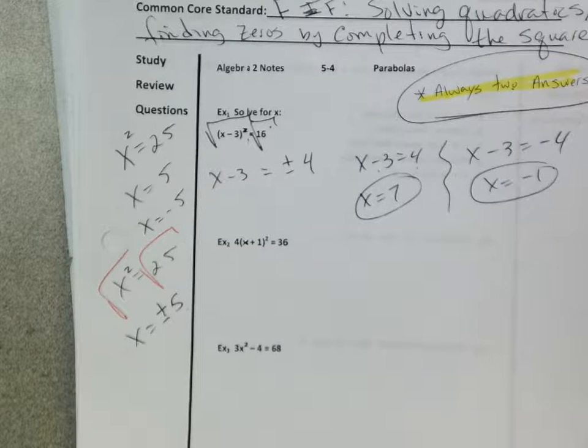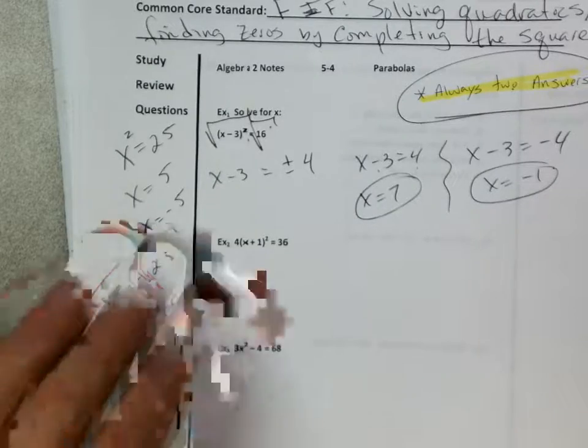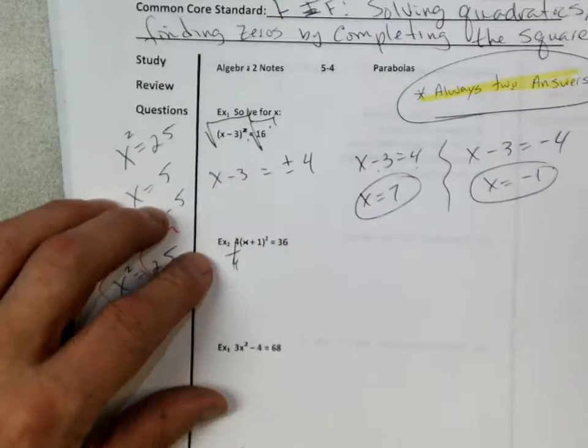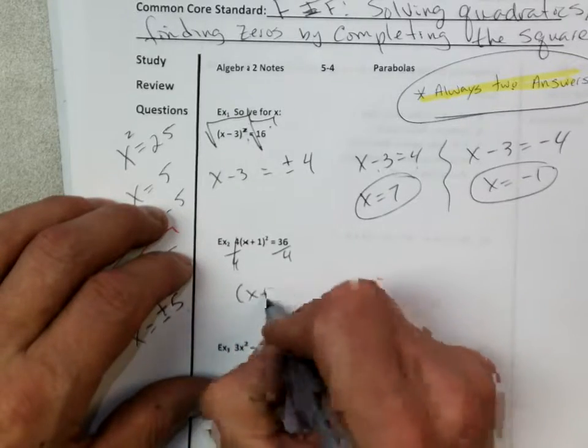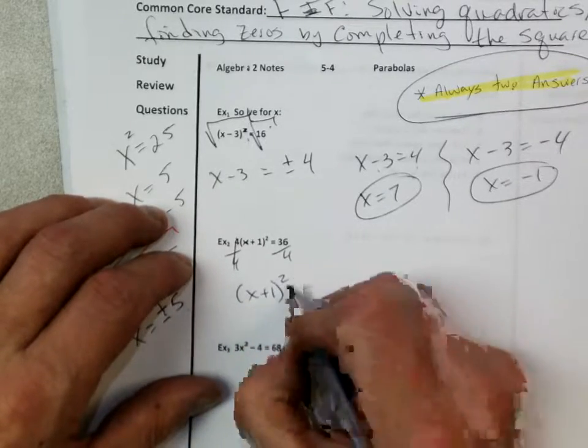On the next example, we've got a number just hanging out that it'd probably be good to get rid of first. You see the 4? Let's just get rid of the 4 first. How do I get rid of the 4? Yeah, you guys agree with Josie? Divide by 4. Cancel it out, right? So that becomes a 9. So I still have x plus 1 quantity squared equals 9.